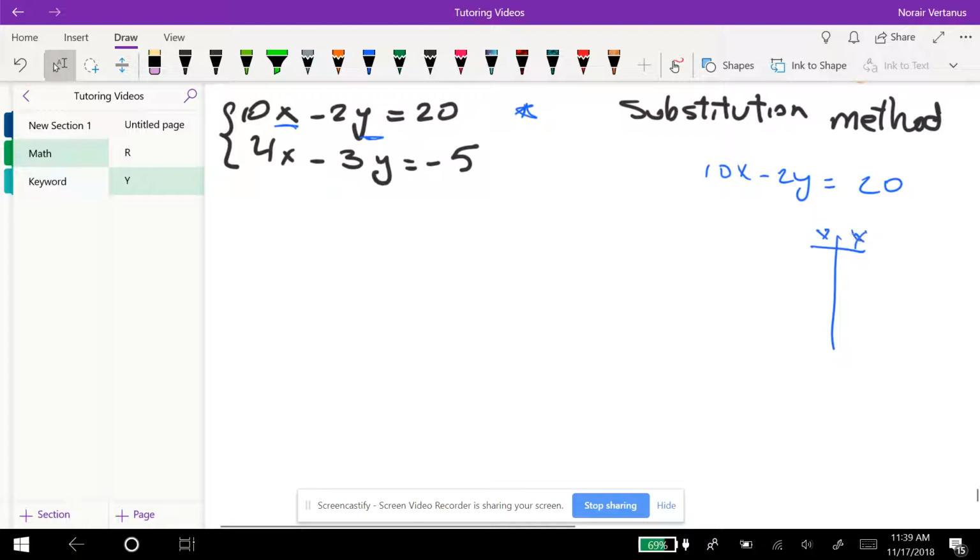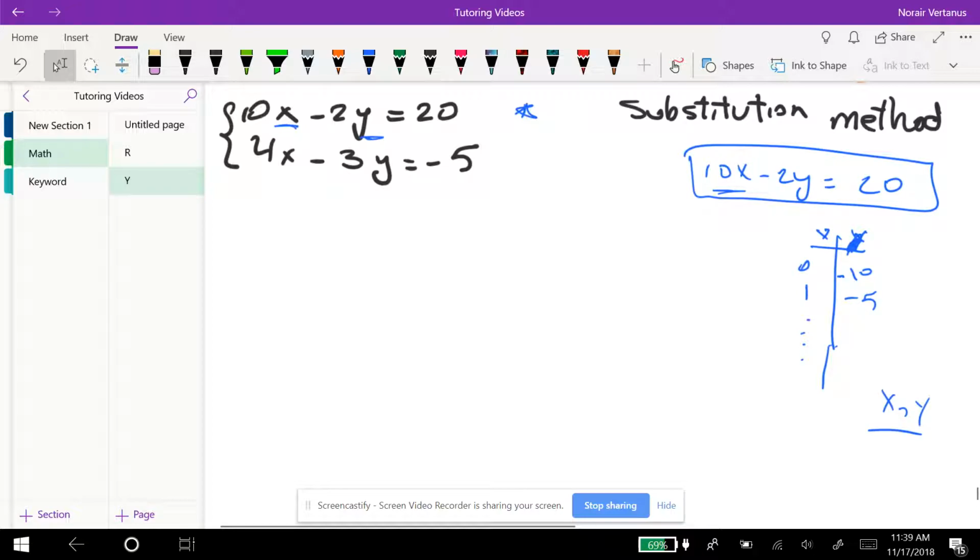Like if you give x a number like 0, what is y? You put a 0 here, and y would be equal to negative 10. And if you put 1 for x, you're going to have 10 here. If you subtract 10 from both sides, y will be negative 5. You see that the more values you give to x, the more values you're going to get for y. So that's why if you have just one equation with two variables, you cannot solve for one x and y. That's why you need a second equation, which comes in handy to solve for x and y.